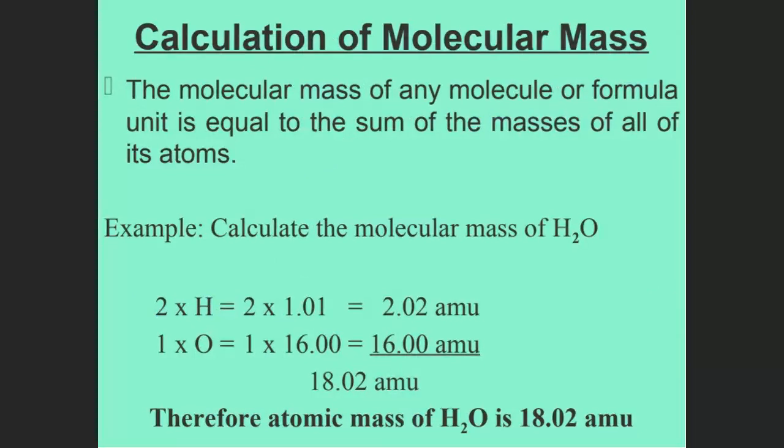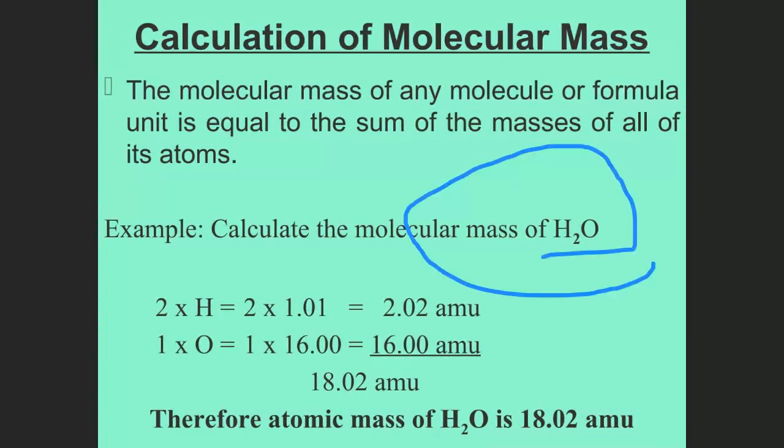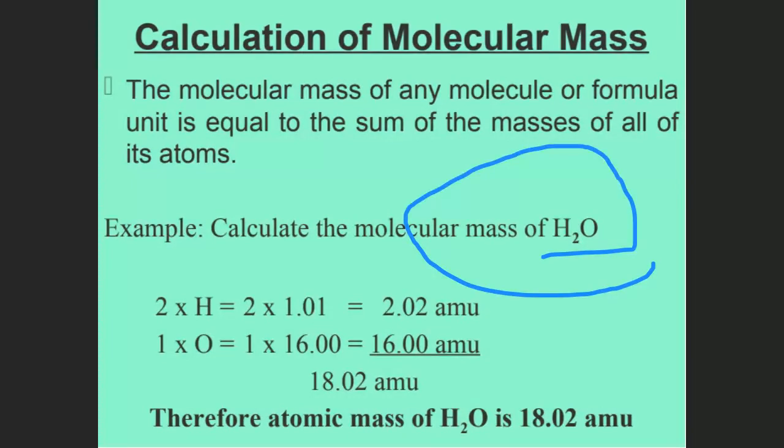Calculation of molecular mass. Now we already know a little bit that the molecular mass of any molecule or formula unit is equal to the sum of the masses of all its atoms. I'm not sure you guys already know or not, so let's go a little bit. If we consider H2O, we know this is the formula for water, and this is actually one molecule. So this is how water is composed: 2 atoms of hydrogen and 1 oxygen atom, correct?